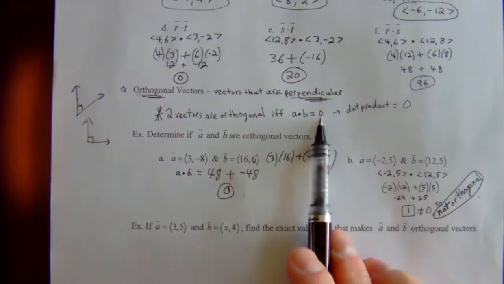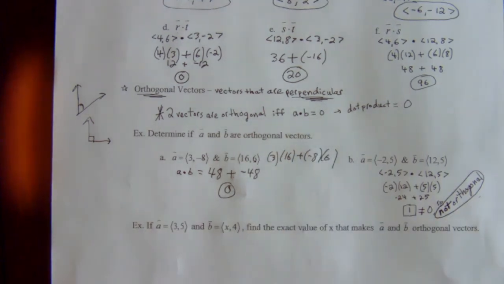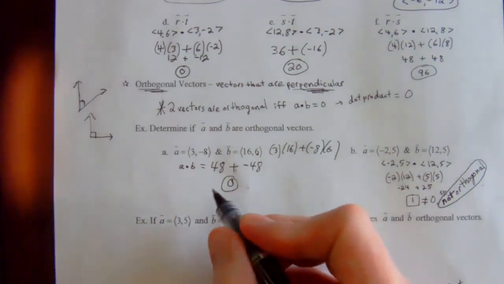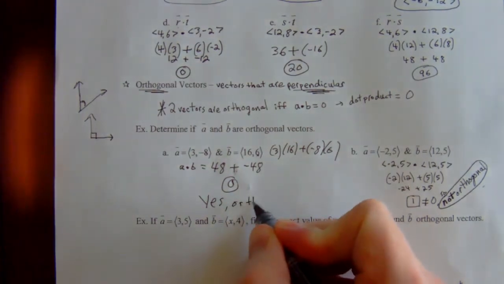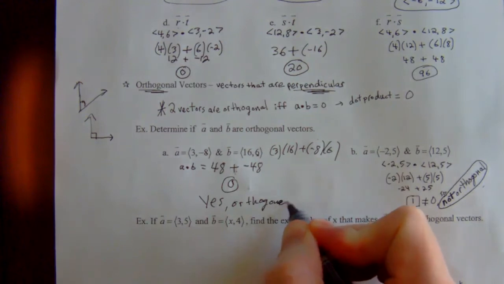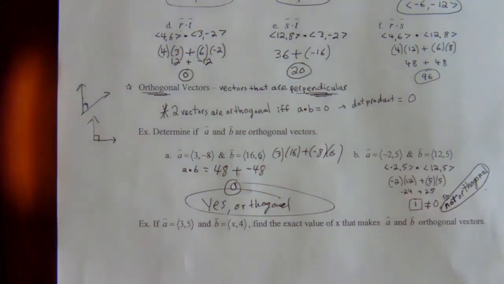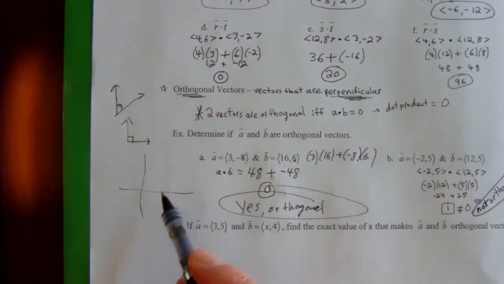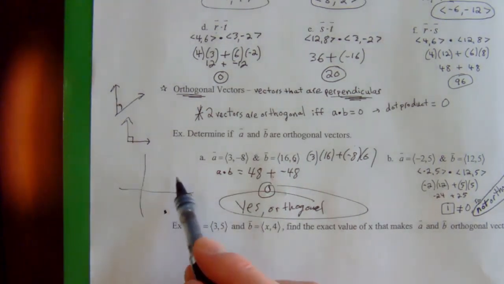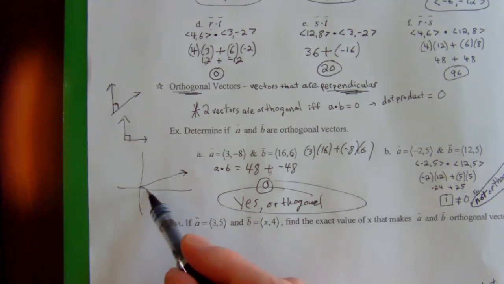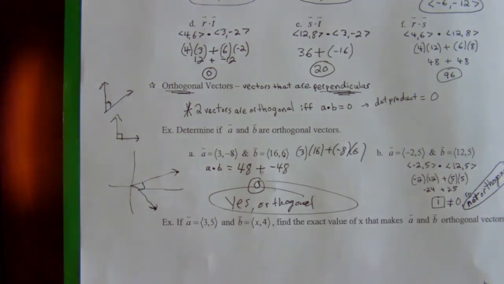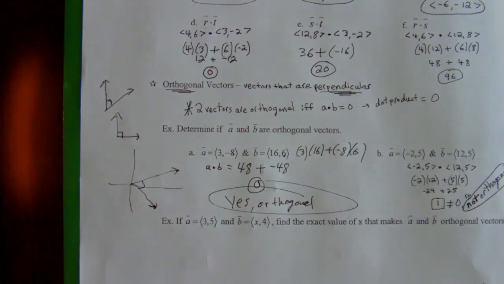Since I got 0 for that dot product, that means yes, those vectors are perpendicular to each other. Those vectors are orthogonal to each other. So I put yes, these vectors are orthogonal. It's typically a yes or no answer, but that just means those vectors will be perpendicular to each other. If you jotted those vectors down, the point 3, negative 8 would be over here, and the point 16, 6 would be over here. You've got a vector there and a vector there. I didn't draw that all that great, but that angle right there is 90 degrees if that dot product is equal to 0.